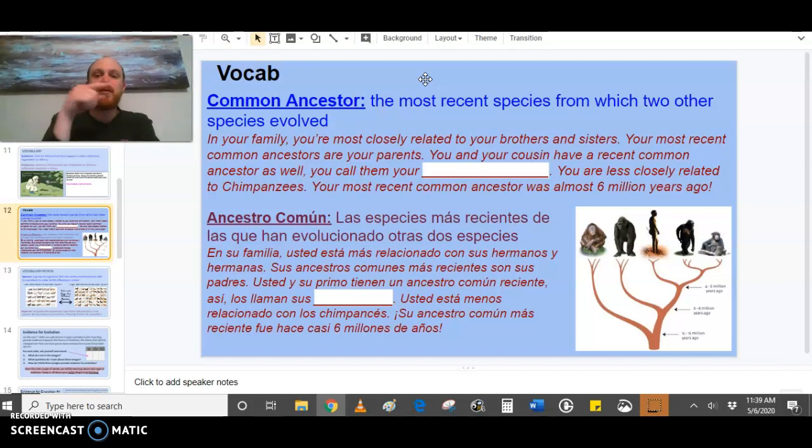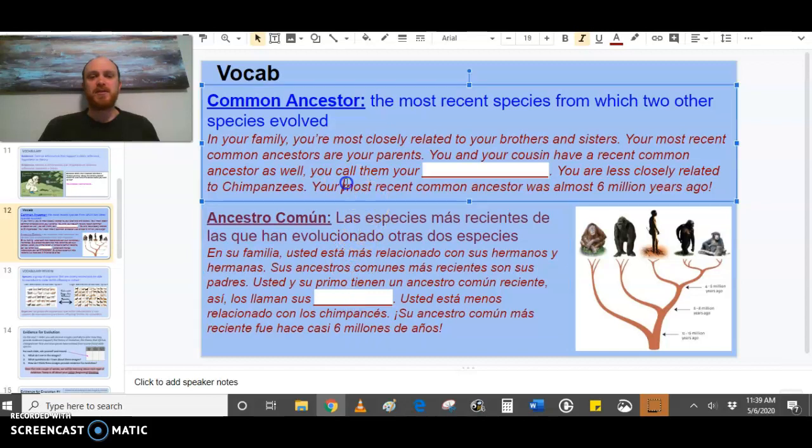But you and your cousin have a recent common ancestor. You and your cousins don't have the same parents, but you do have a very recent common ancestor. Who is that? Fill that in here. Who is your most recent common ancestor? In terms of species alive today, our most closely related species are chimpanzees. Our most recent common ancestor was 6 or 7 million years ago. Some people say 6, some say 7, depending. There's a range that we're not sure about.